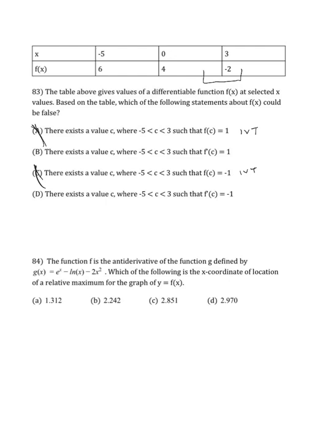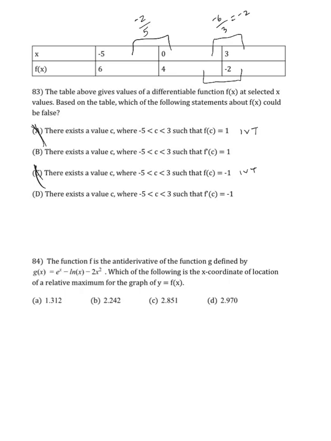So if we look at this interval here, the average rate of change is 4 minus 6, which is negative 2, over 0 minus negative 5. So that's negative 2/5. Here, the average rate of change is negative 2 minus 4, which is negative 6, over 3 minus 0, which is 3. So you get negative 2.